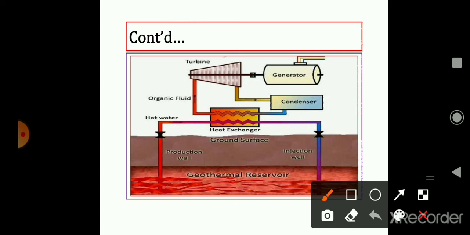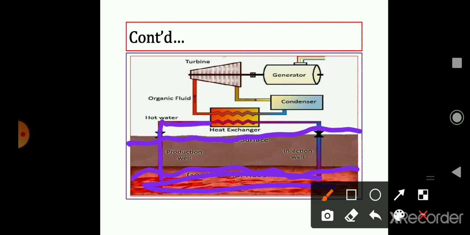In this diagram, this is the earth part. This is the magma part. The red color is the magma part. Here we have to arrange two water pipes. This is one water pipe, then there is another water pipe. Here it looks like a closed path.